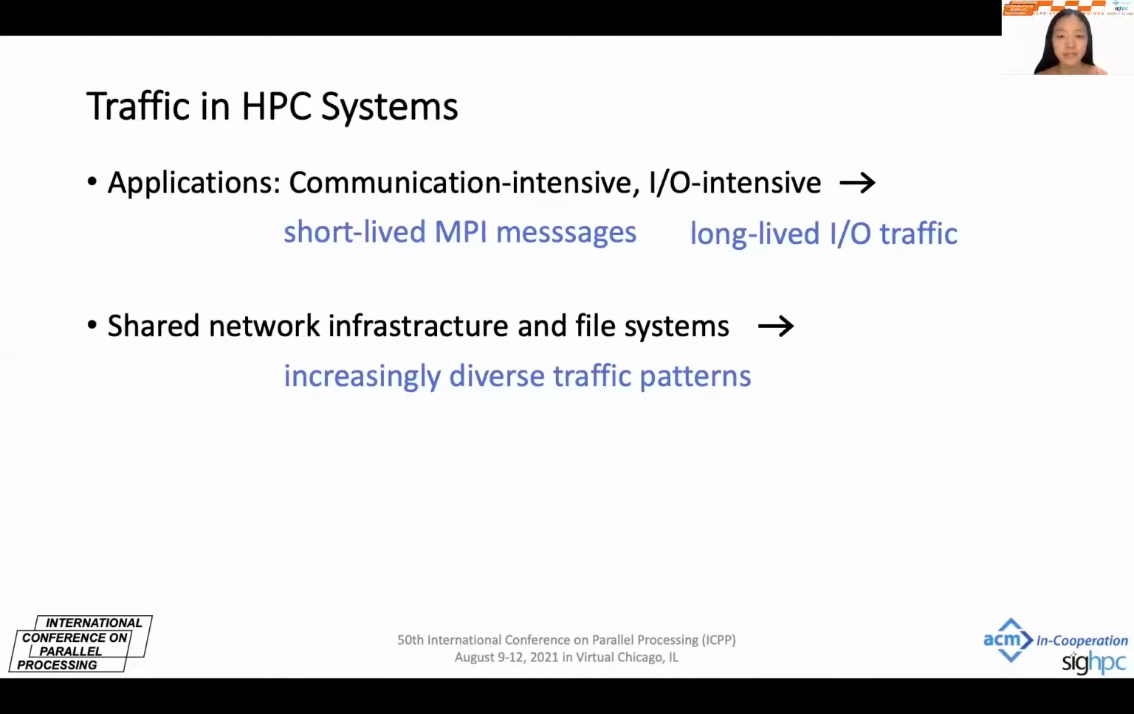Nowadays, HPC systems are increasingly being used to run varied workloads, including data analytics, scientific simulation, and storage. Besides, jobs in HPC systems typically execute concurrently and contend for shared resources, such as networks, infrastructure, and file systems. So, MPI messages generated by communication-intensive applications and long-lived traffic of I/O-intensive applications may traverse the same switching fabric. The resultant traffic patterns are increasingly diverse.